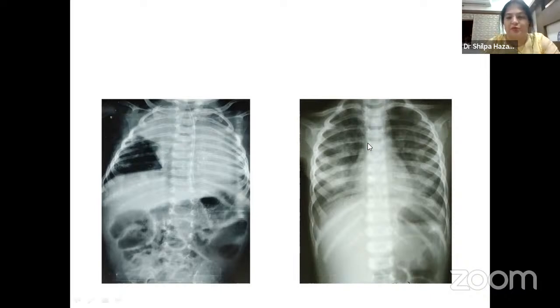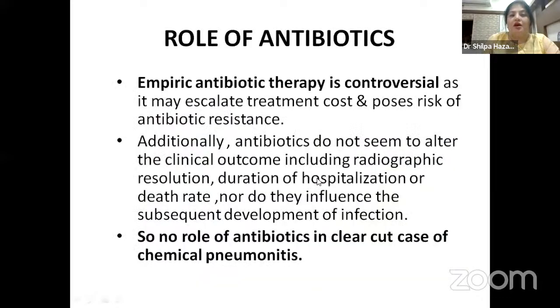So this is that type of X-ray, but one can get even an X-ray like this, where both the lower lobes are involved. So this child was probably in a supine position when he aspirated, and this child was probably in an upright position when he aspirated. So you can have both kinds of X-rays.